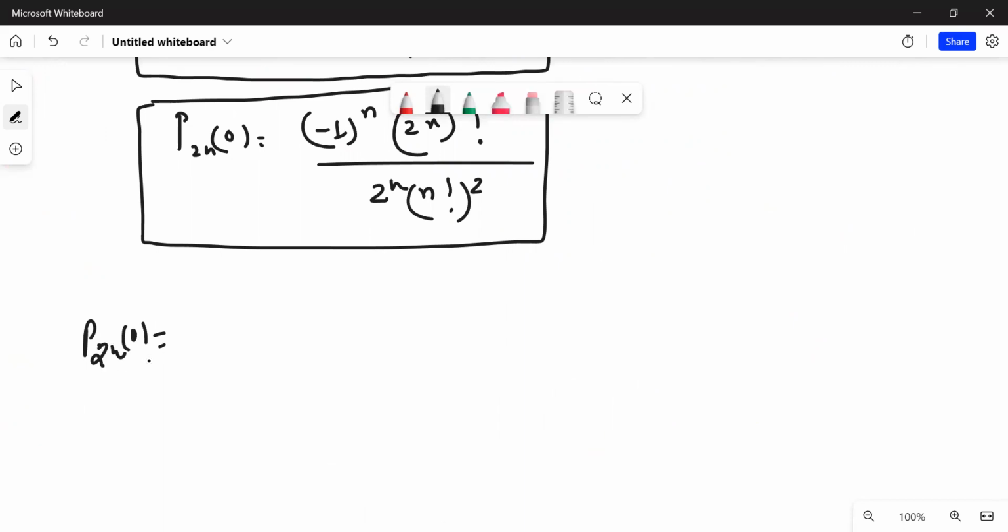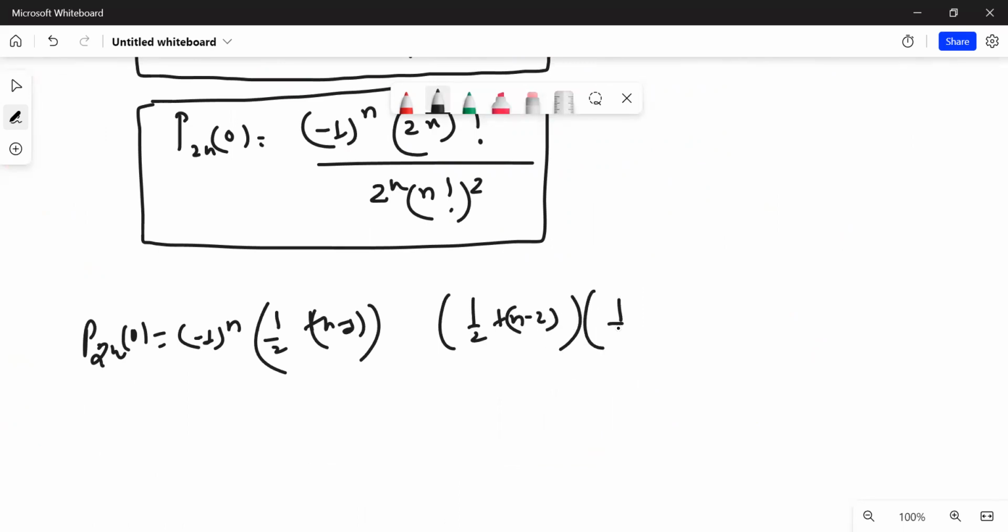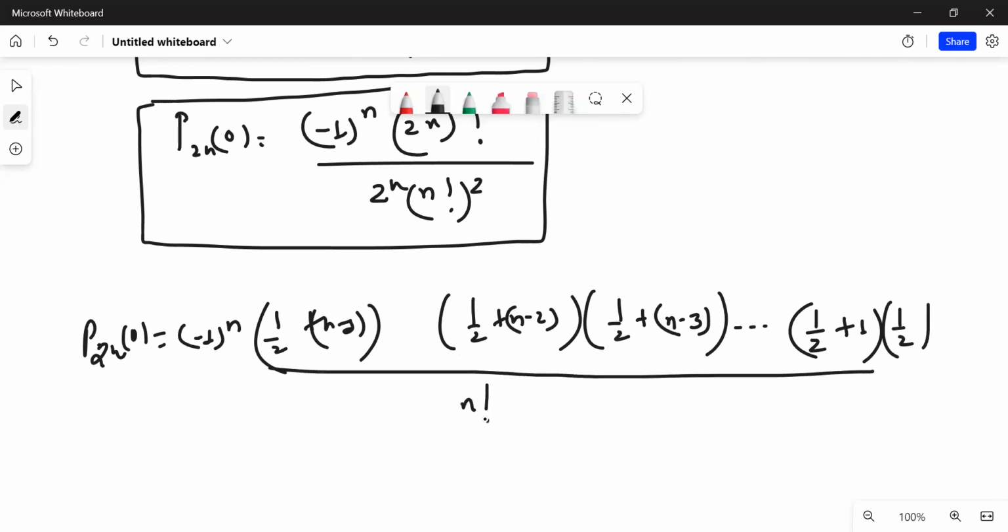So P2n 0 is equivalent to writing (-1) to the power n, and then I think I had 1/2 plus n minus 1, and then 1/2 plus n minus 2, then 1/2 plus n minus 3, and so on, 1/2 plus 1, and then 1/2 plus 0, so I'll write 1/2 there only, and then I think there was some divided by n factorial, right?